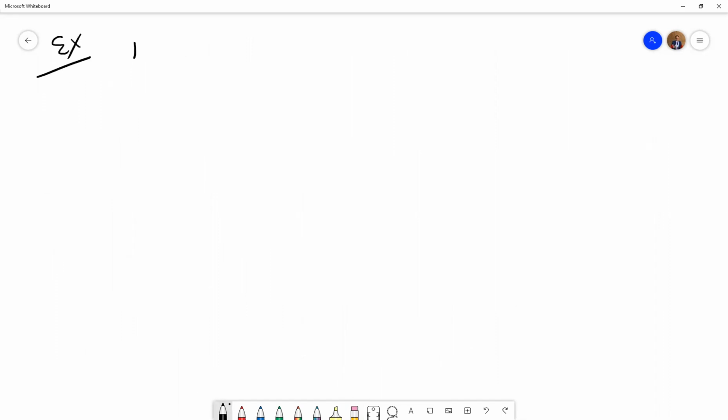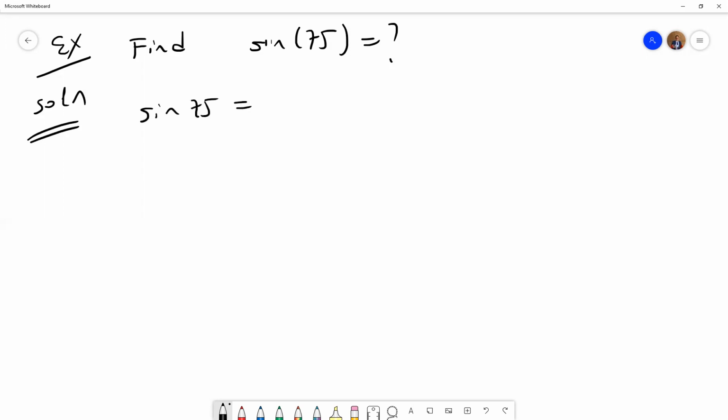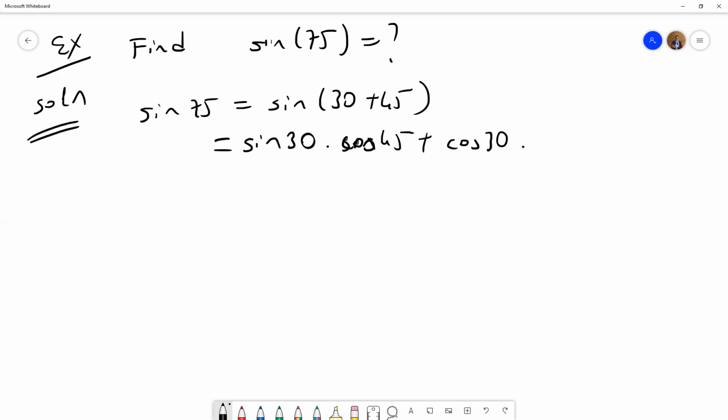Example is find sine 75. Yeah, this is the question. For the solution, we can write like that: sine 30 plus 45. So also we know that this equals sine 30 cosine 45, and cosine 30 multiplied by sine 45.